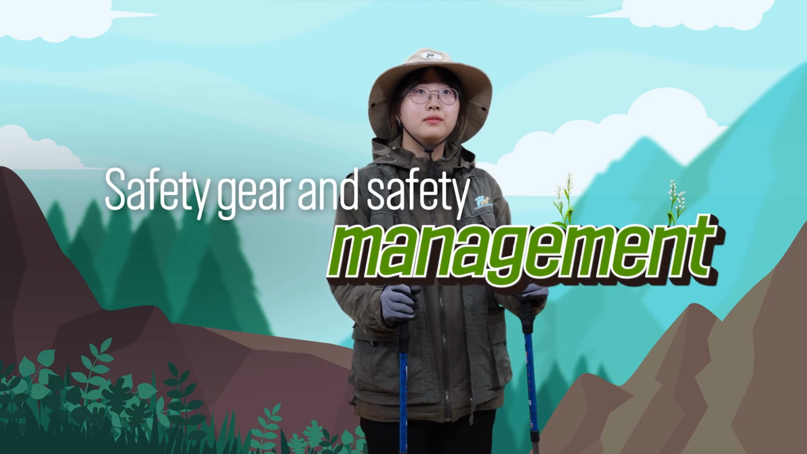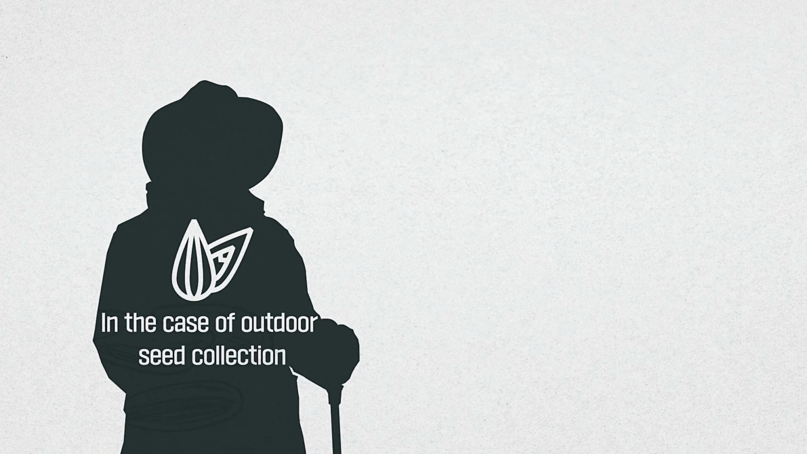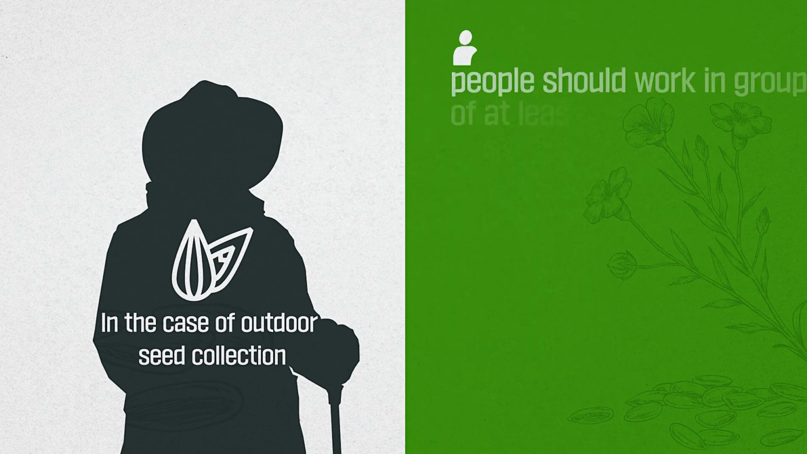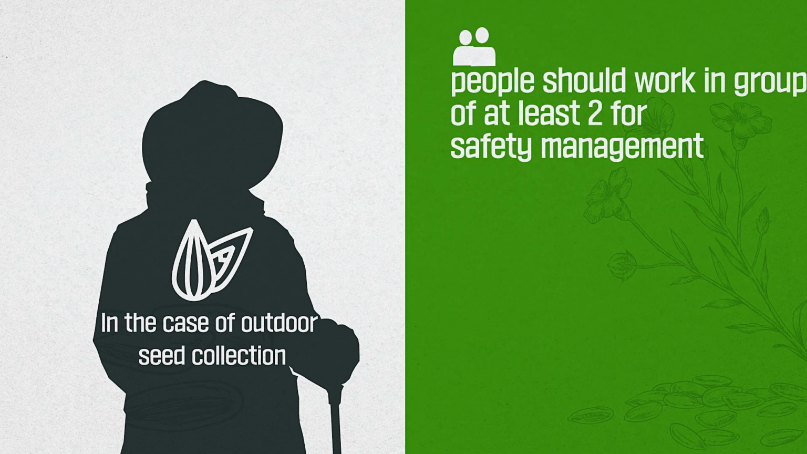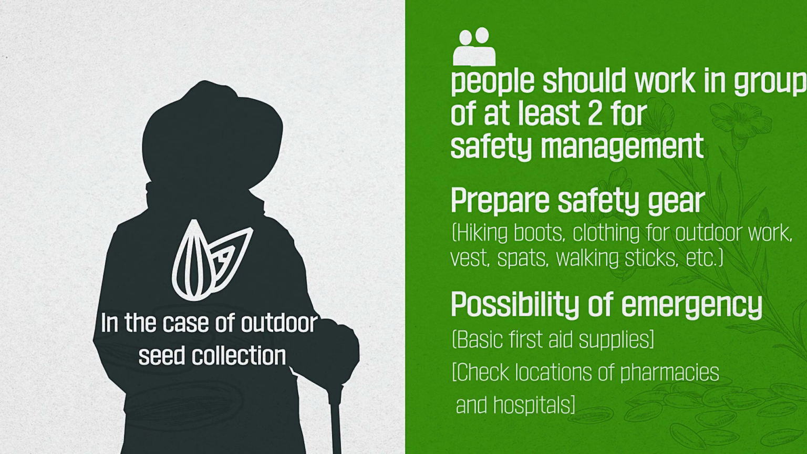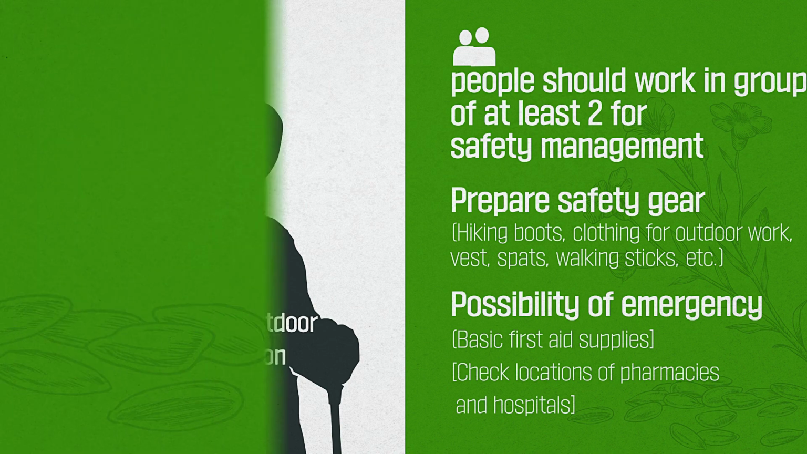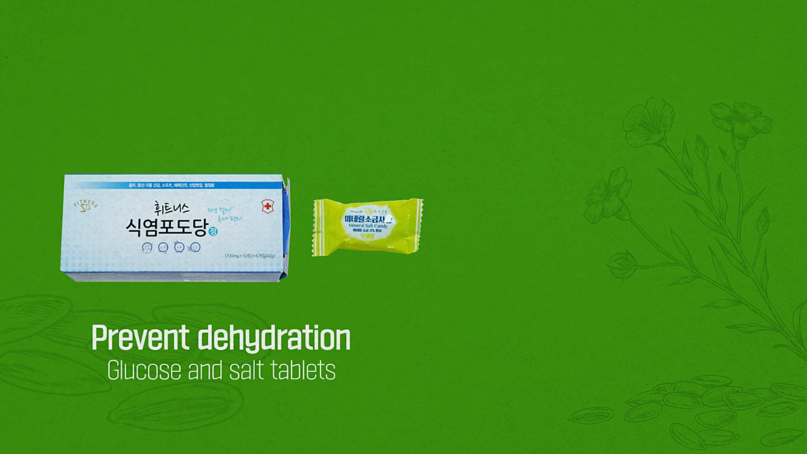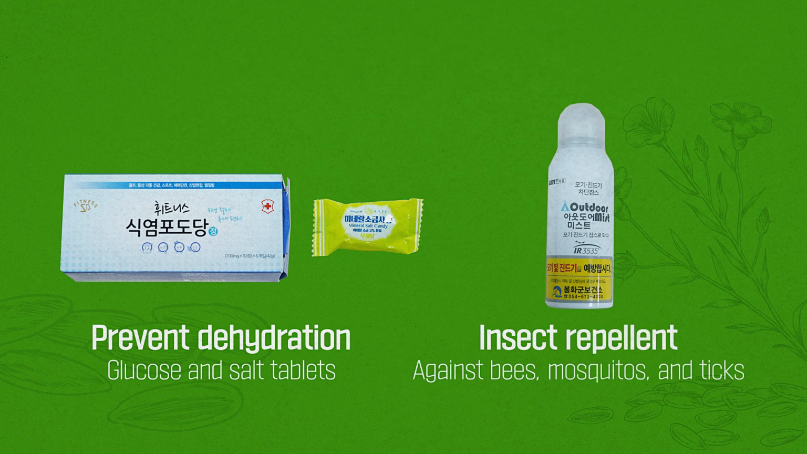Safety gear and safety management. In the case of outdoor seed collection, people should work in groups of at least 2 in case of safety issues. Safety gear needs to be prepared. When you go on a field trip, prepare basic first aid supplies for possible emergencies and check locations of nearby pharmacies and hospitals in advance. Every individual possesses glucose and salt against dehydration and repellent against bites and stings from bees, mosquitoes, and ticks.